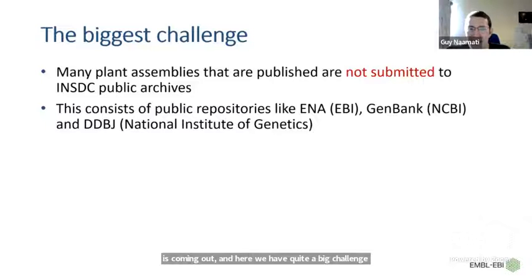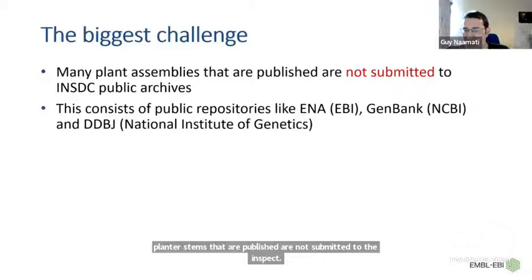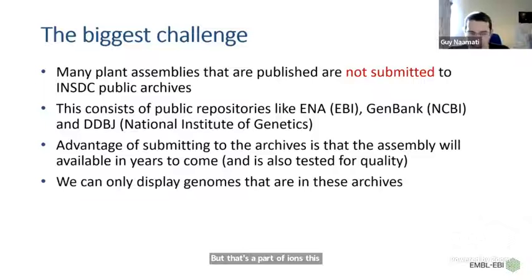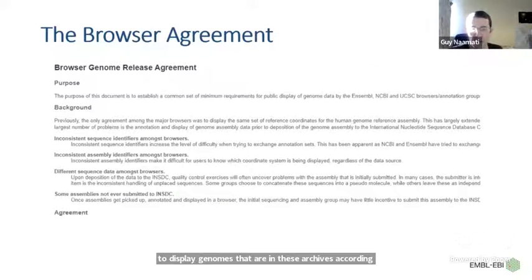That many of these plant assemblies that are published are not submitted to the INSDC public archives. And this includes the ENA at EBI, GenBank at NCBI, and DDBJ, the DNA Data Bank of Japan. And there are quite a lot of advantages of submitting to the archives. Basically, the assembly will be in a stable place, available for years to come. ENA is part of EBI, but also part of INSDC. We know this is not going anywhere. It's also a quality test. But more importantly for us, we're only allowed to display genomes that are in these archives, according to the browser agreement which we have.